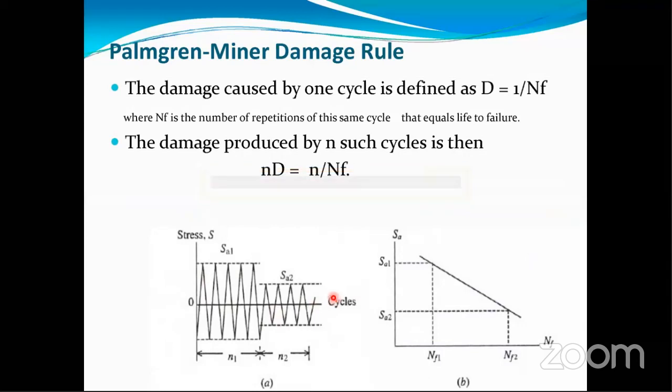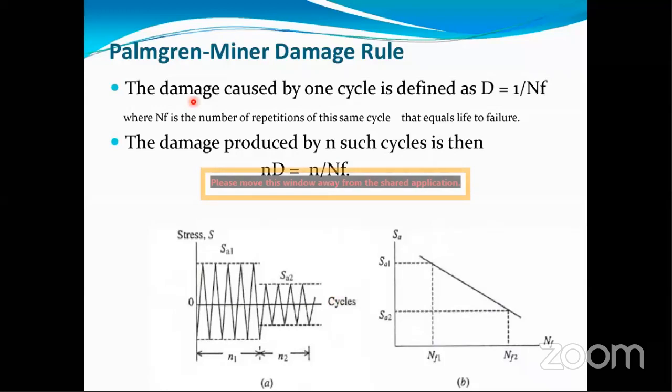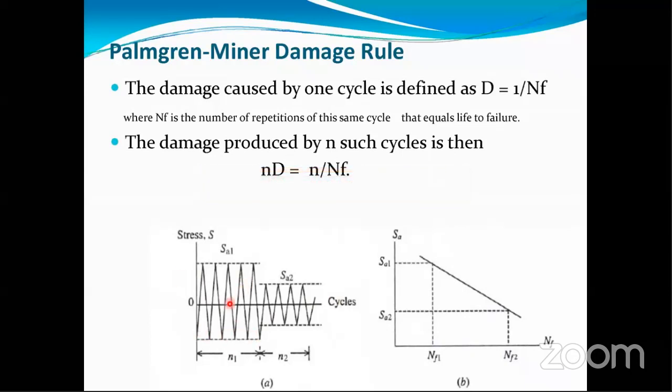In this case, we use a certain damage rule, called the Palmgren-Miner damage rule. Here, the damage caused by one cycle can be defined as 1 by NF, where NF is the number of cycles to fail for that particular stress amplitude. So the damage produced by n such cycles is n times d, where small n is the number of repetitions of this cycle. Here, n1 for this cycle, N by NF.